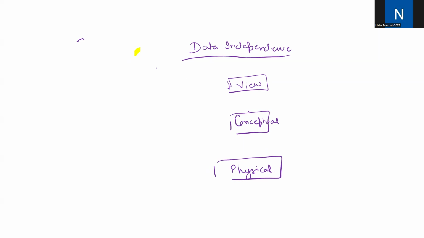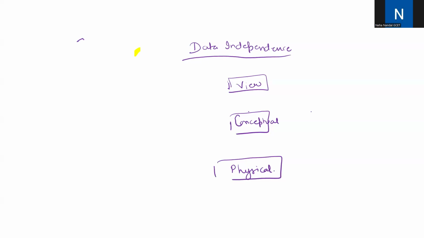Basically, data independence is a property of DBMS which helps you to make changes in the schema, that is the structure of the database, at one level of the system without requiring a change to the schema or structure of the database at the next level. So that is your technical definition. You can hear it again by replaying this video.